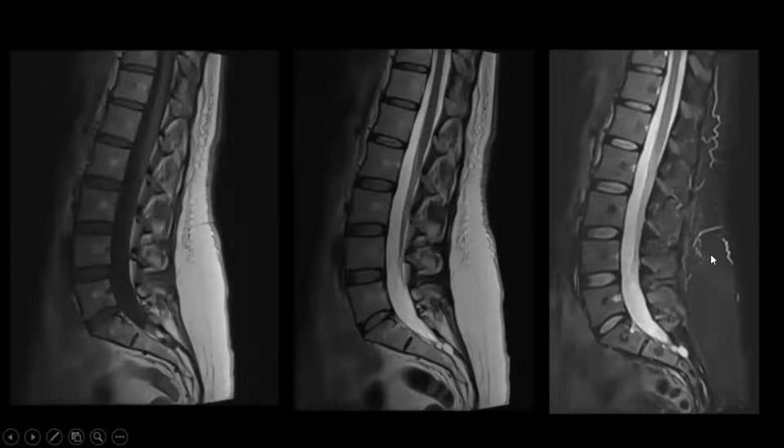And in the STIR images, unlike T2, the fat is suppressed. So it does not have the normal bright signal, but rather a dark signal. And these STIR images are fantastic if you want to elicit early bone marrow edema changes.